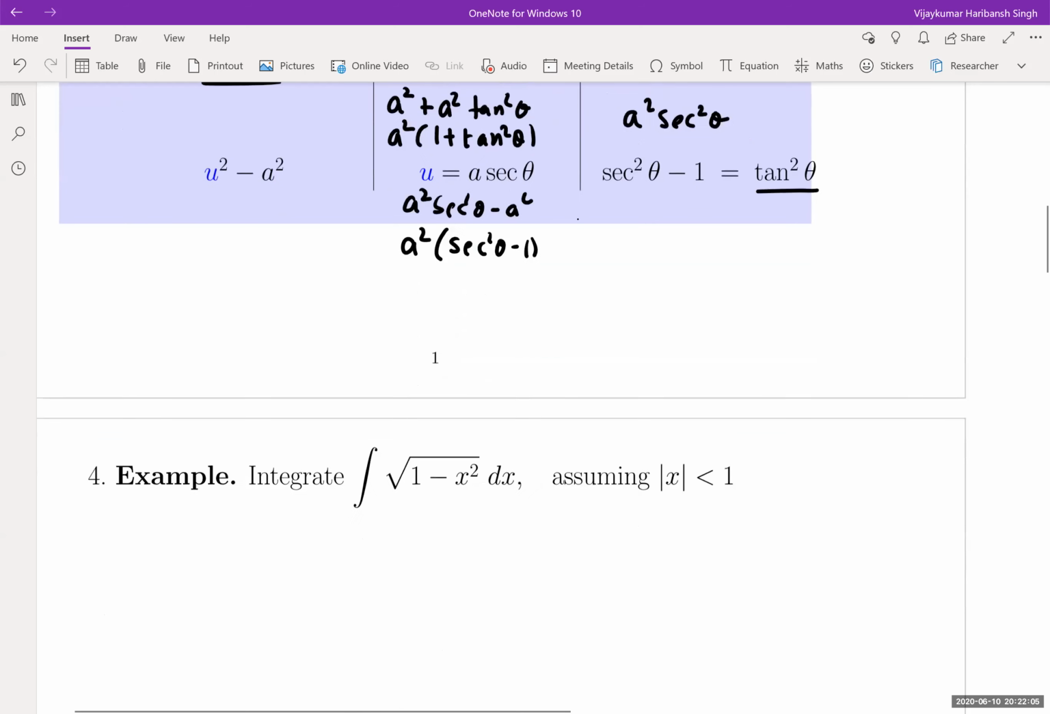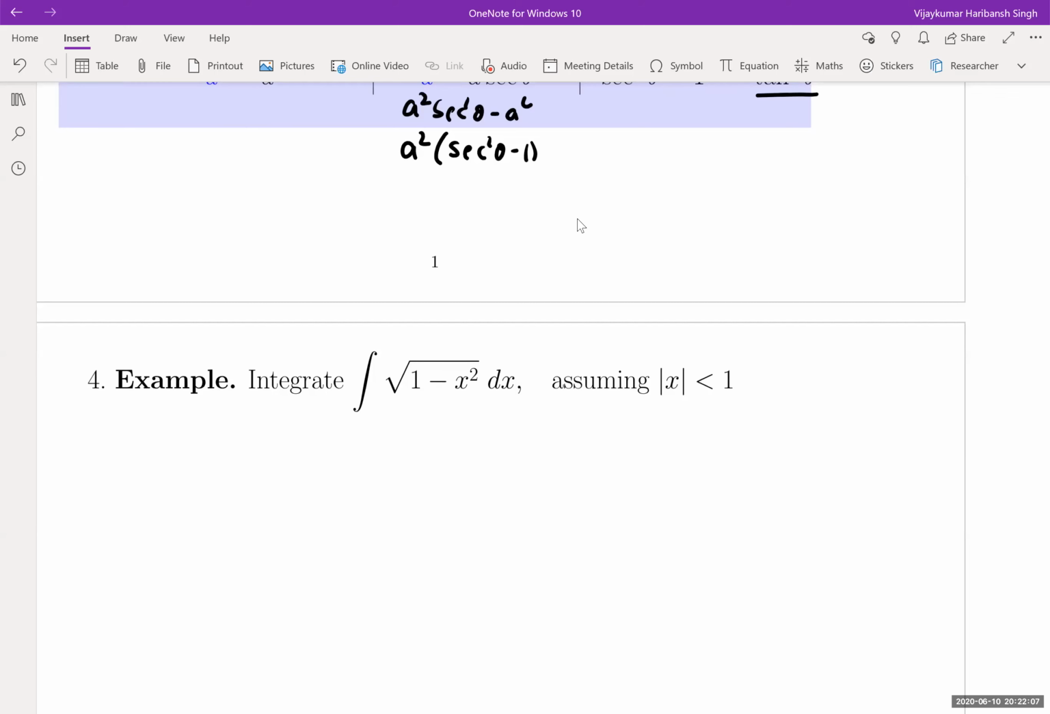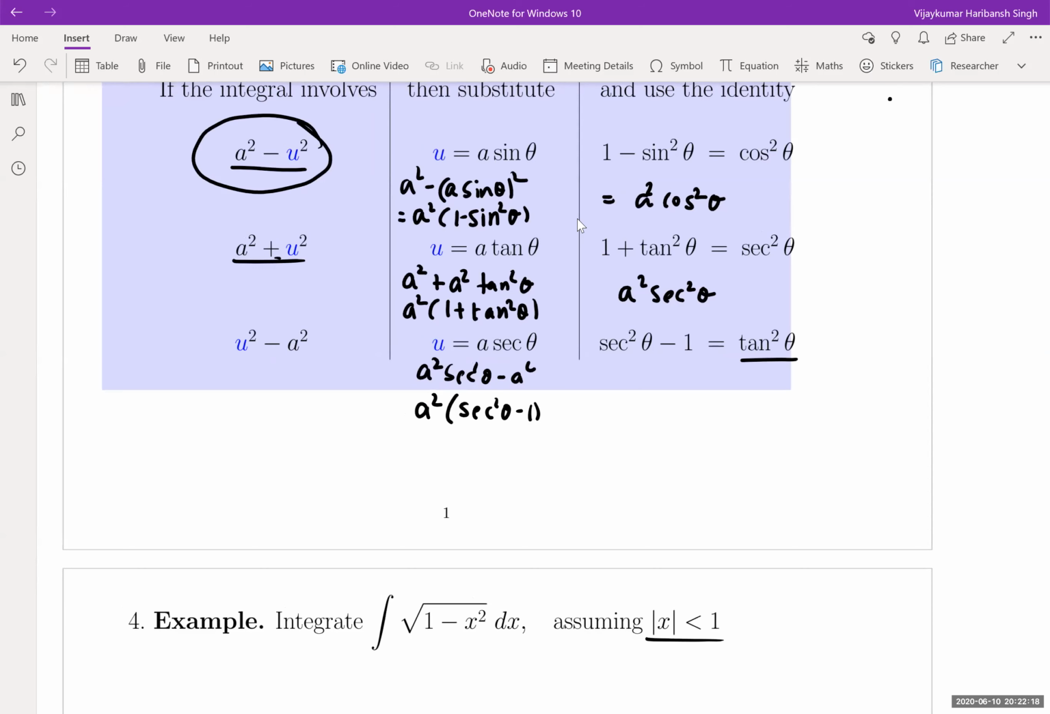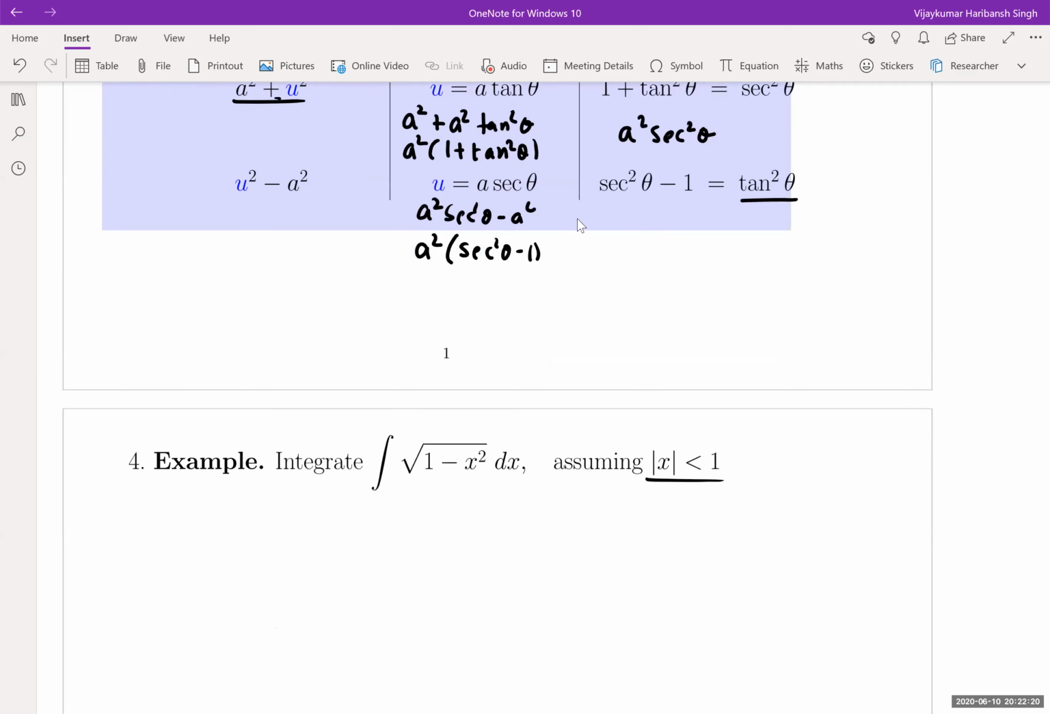Okay. So let's integrate the following. Integral of square root of 1 minus x square, assuming absolute value of x is less than 1. So which one shall we use? So you see that it is a square minus u square form here. So let x equals a sine theta. This implies dx becomes a cos theta d theta. In this case, your a is 1, so we'll use 1.